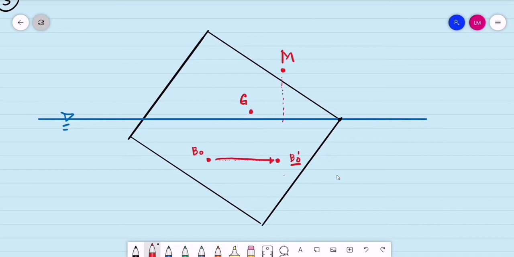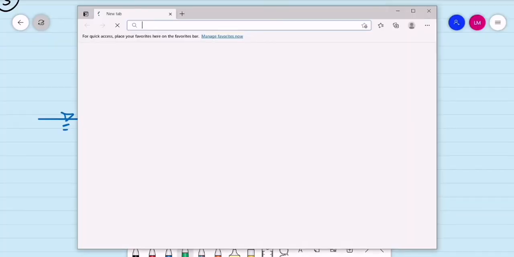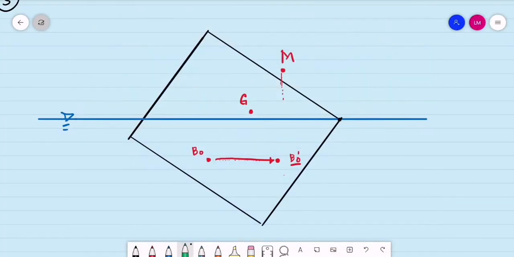Okay, the center of buoyancy and the center of gravity and the metacenter. So dapat align pa rin yan. So, since nag-rotate siya, magkukos yun ng moment.